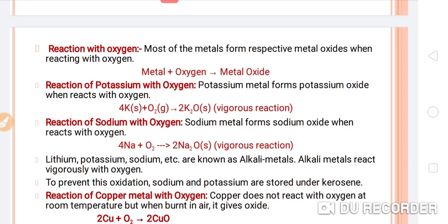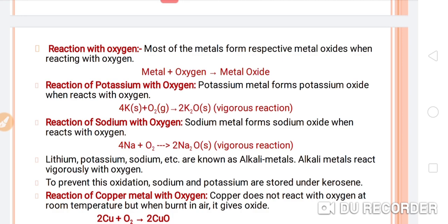If we talk about the speed of reaction, the rate of the reaction, the rate of reaction is very fast in the case of potassium. Why? Because it is the most reactive metal. That is the reason behind it, so it is a vigorous reaction.